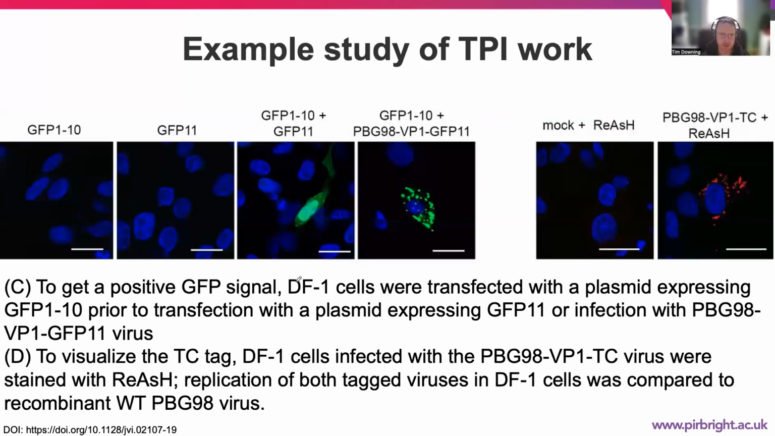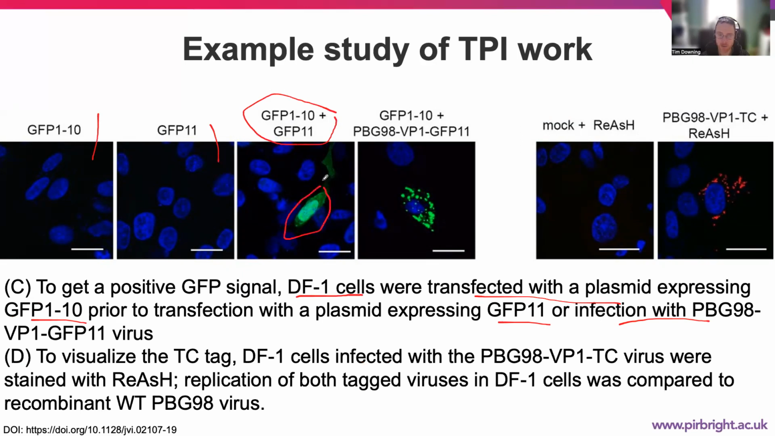So you can see initial images here. They're able to take these DF1 cells, transfect them with the plasmid expressing GFP before transfection, and with the plasmid expressing GFP or infection with the virus as well. On this side, GFP on its own, we see nothing. GFP11 on its own, we see nothing. Two of them together, we see high expression.